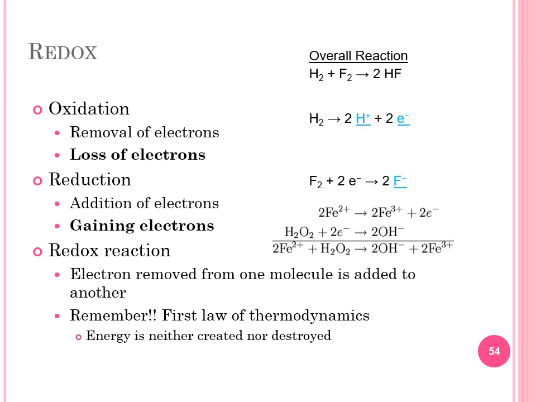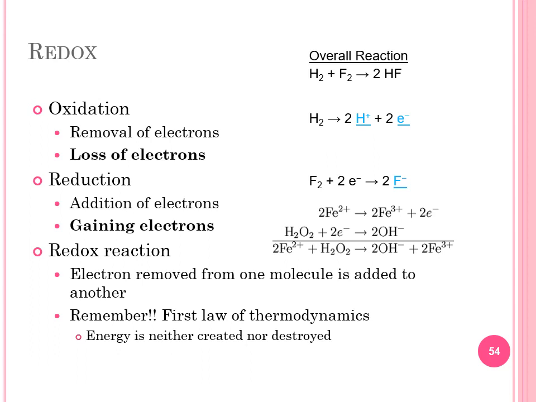So in this example that I'm showing you here, we have hydrogen. Hydrogen is going to be losing electrons. You can see the 2e on the right side of the chemical equation. And then we have fluorine, which is going to be gaining electrons. And you can see we're adding 2 electrons on the left side. And then at the end, the fluorine has an overall negative charge. And so the fluorine in this case is being reduced. The thing that's being reduced is its overall charge because it has gained electrons.